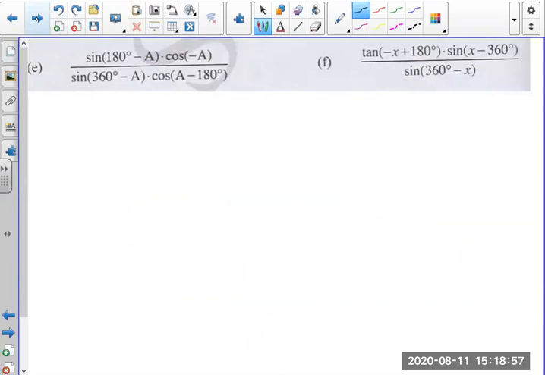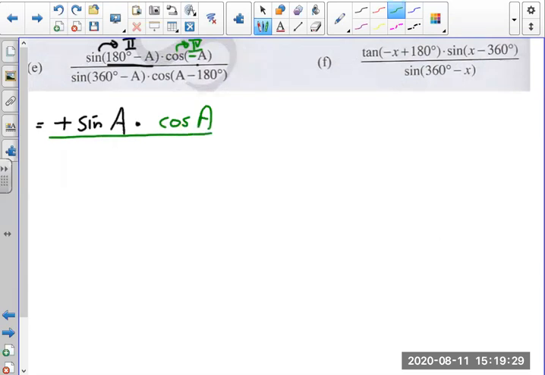Now the reason I chose number E, you will see just now, but let's ask our questions first. 180 minus A is in the second quadrant. Sine in the second quadrant is positive. So sine A. Cos minus A, you know by now. Minus A is in the fourth quadrant and cos in the fourth quadrant is positive. 360 minus A is in the fourth quadrant. Sine in the fourth quadrant is negative. So it becomes negative sine A.